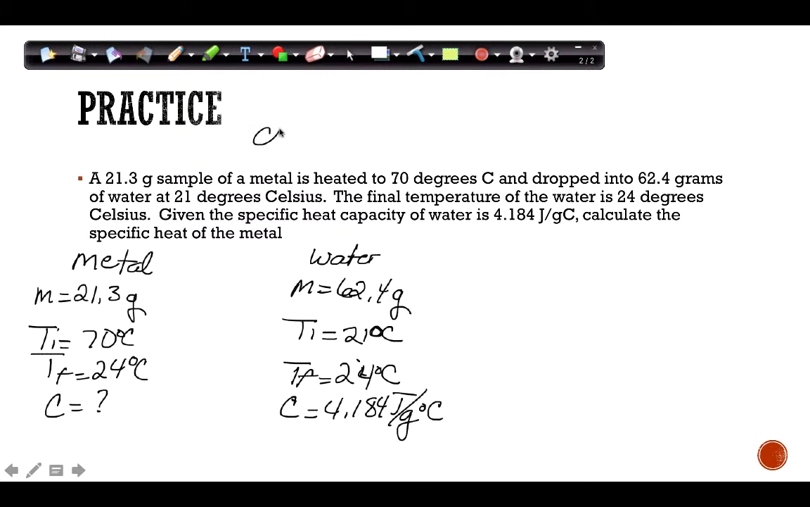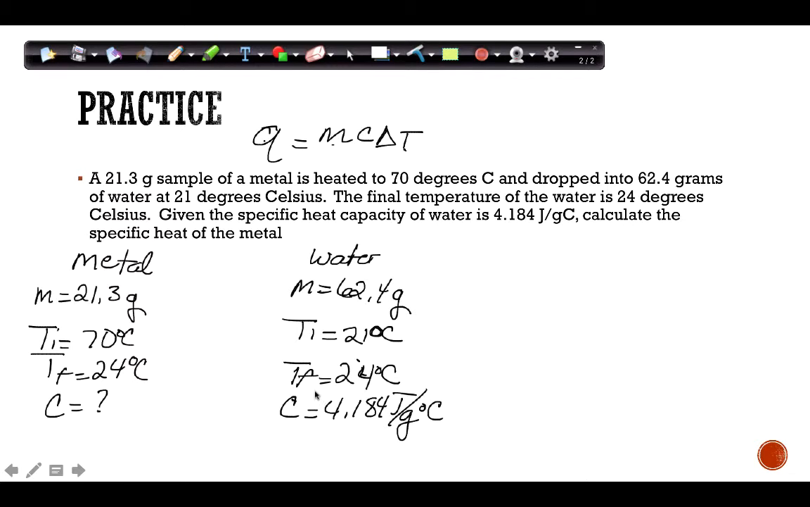Well, I know that q is equal to mcΔT. And if I'm looking for c of the metal, I don't have enough information to solve for c of the metal yet, because I don't have q. I have mass and delta T, but not q. But remember, in this situation, heat energy is lost by the metal and then gained in the water. So the heat should actually be the same. It should be equal to whatever energy the water gained.